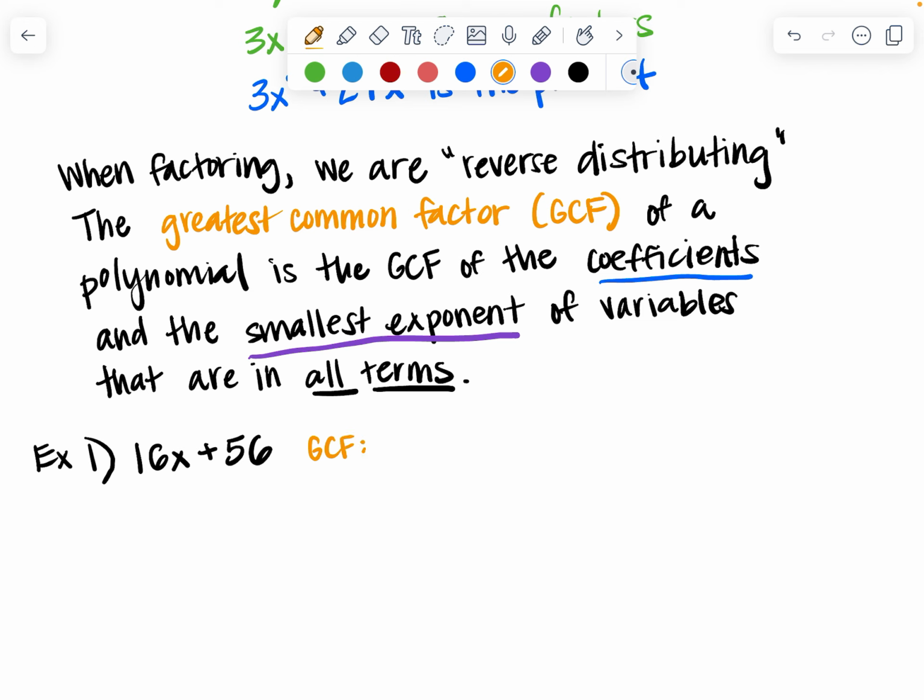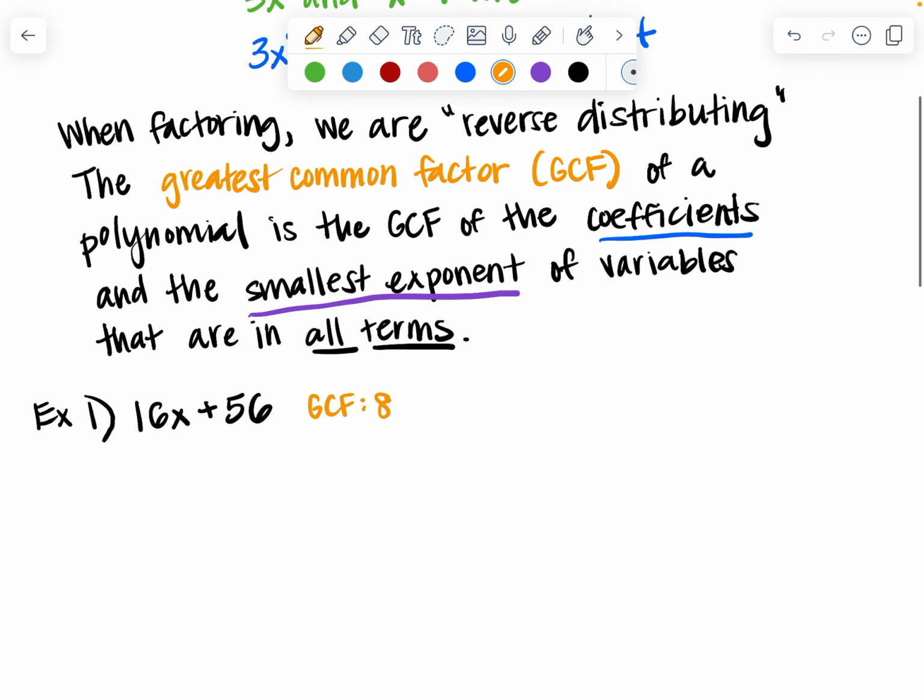So I need to find the largest number that I can divide 16 and 56 by, and I know that that is 8. And if I don't have variables that are in both terms, which in this case is true because only 16 has an x, I'm not going to have any variables in my greatest common factor.